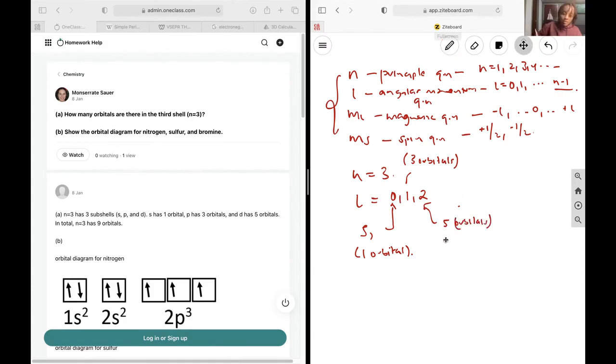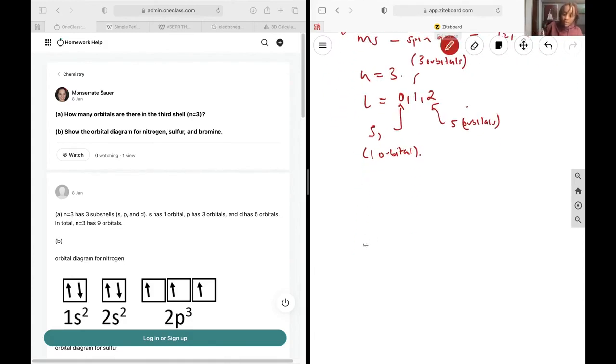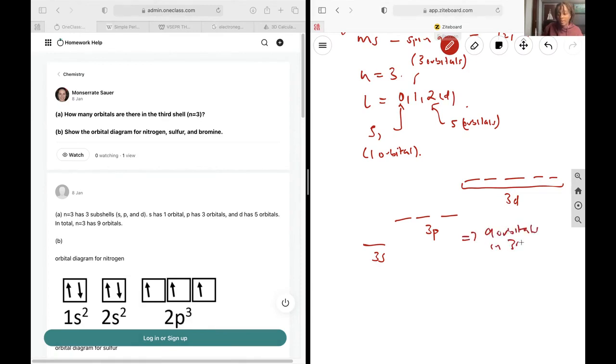And so namely, that would be your 3s, your 3p, and your 3d. So the 5 that I discussed, when L is equal to 2, this is the d orbitals. When L is equal to 1, these are the p orbitals, they are 3. And when L is equal to 0, that is the s orbitals, and they are 1. And so that will all add up to 9 orbitals in the third shell.